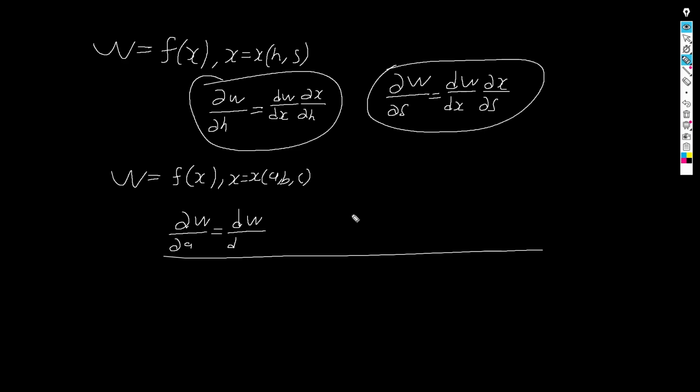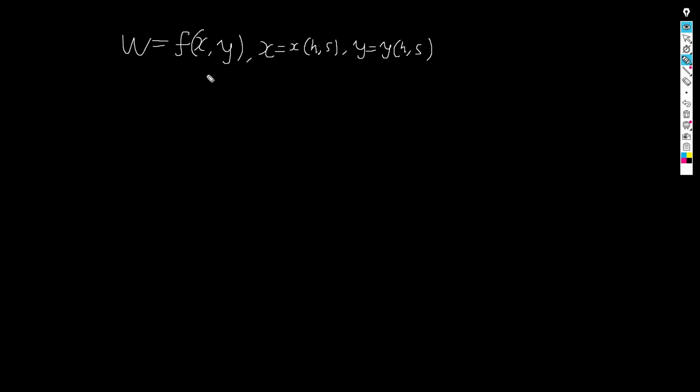So you're noticing a pattern here, right? If w is a function of x and x is a function of n variables, then there are n chain rules, because you can take the partial derivative with respect to any of the n variables. Alright, now let's assume w is a function of 2 variables, which are both functions of 2 variables.